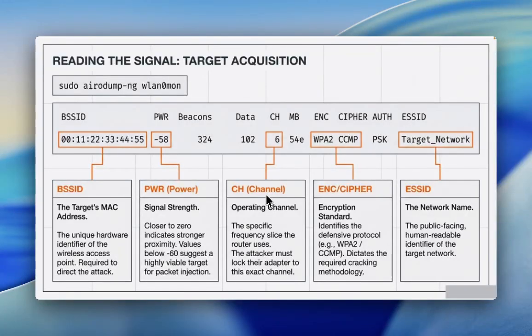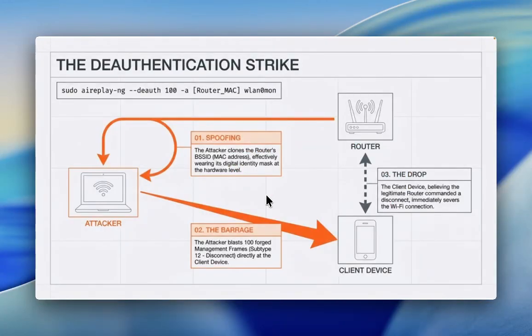The network name: the public-facing, human-readable identifier of the target network. The de-authentication strike: sudo aireplay-ng --deauth 100 with router spoofing. The attacker clones the router's MAC address, effectively wearing its digital identity mask at the hardware level. The barrage: the attacker blasts 100 forged management frames directly at the client device. The client device, believing the router's command, immediately severs the Wi-Fi connection.